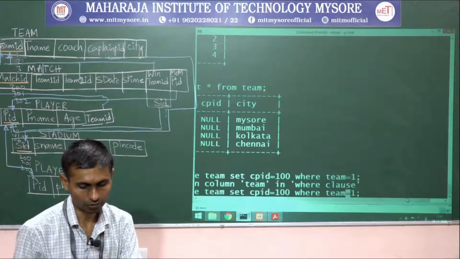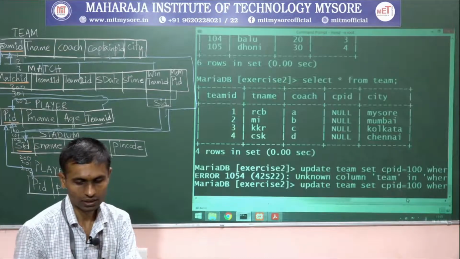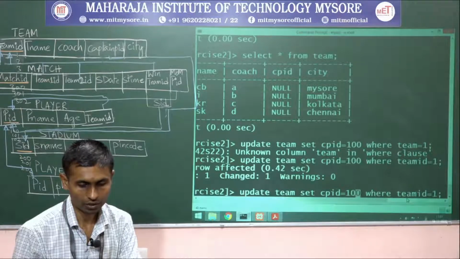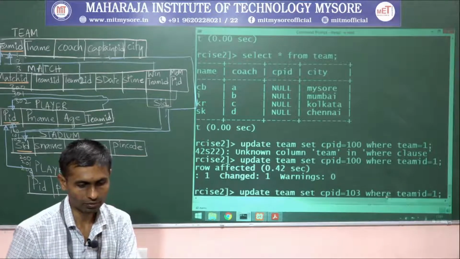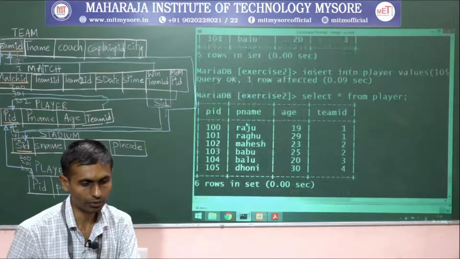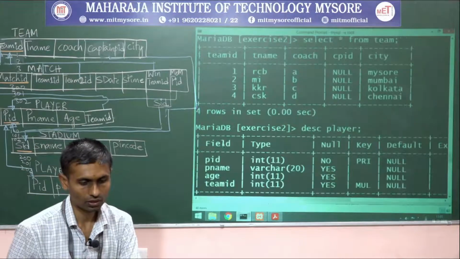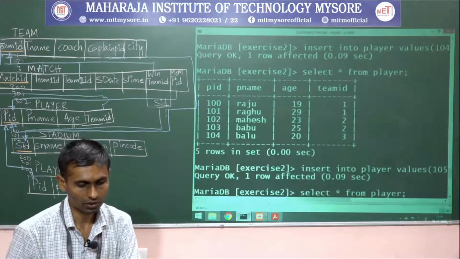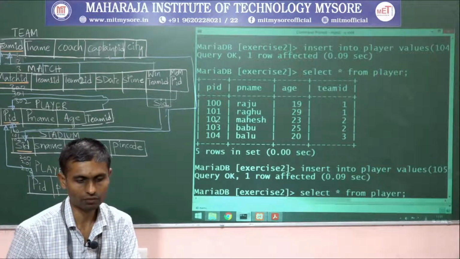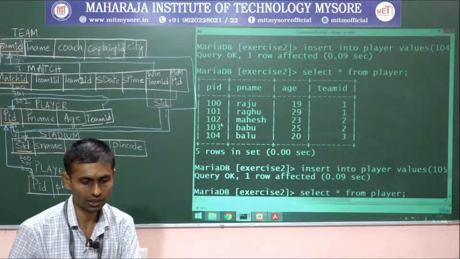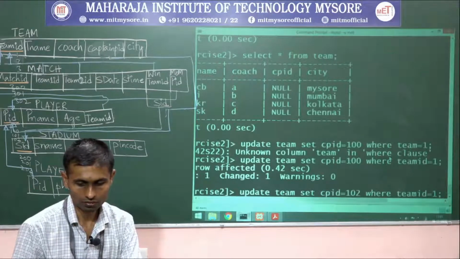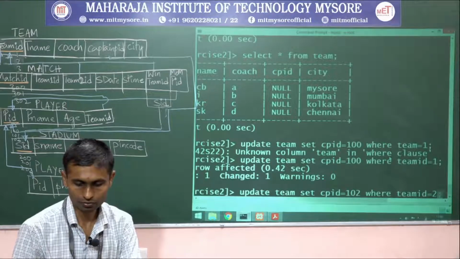So team ID I want to write. Yes, done. Next, let me go with CPID equal to 103 because second team, team 2. The person who belongs to team 2, let us say 102 Mahesh, we will make the captain of the second team, 102, where team ID equal to 2.